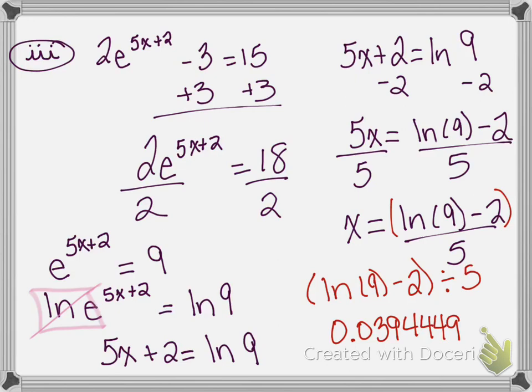So once I do the natural log of 9 minus 2, and then I divide that entire quantity by 5, I get 0.0394449. Okay, so we're really looking at about 4 decimal places on this one because we don't have a 1 there. So we're going to round 1, 2, 3, 4. We're going to go to this right here. This is how far we're going to go. So we're going to look at this 4, and we're going to see what that tells us to do, and that tells us to stay. So my answer to this is 0.0394, and that is my final answer.